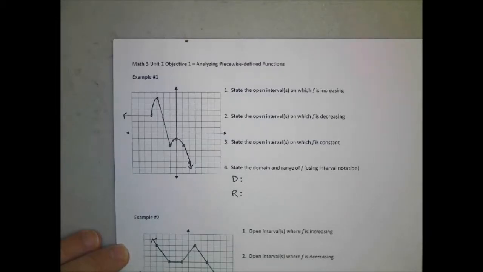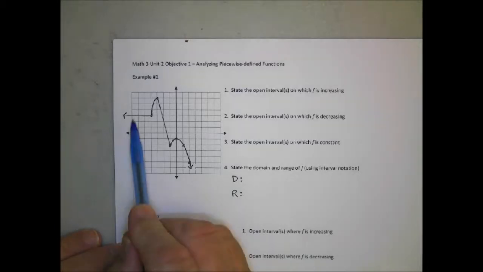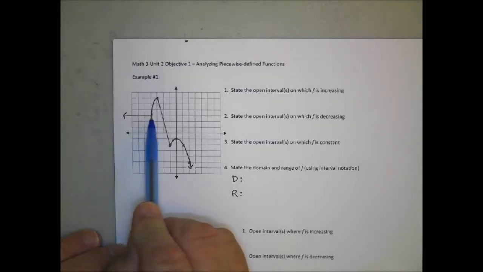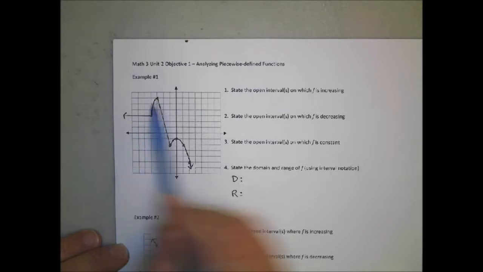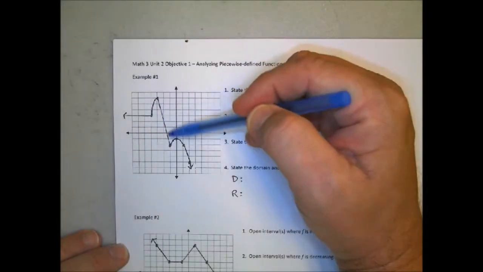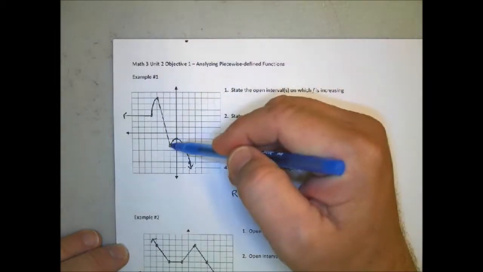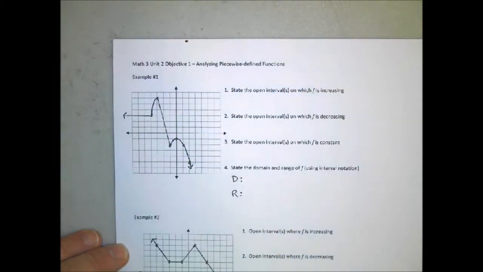Here we are in Unit 2. With Objective 1, we're just continuing to analyze piecewise functions. In this first example, it looks like we have what might be a 3-piece function, maybe a 4-piece function right here. We have a constant right here. We have a quadratic right here. We have a linear part right here. And then we have another quadratic part right here.